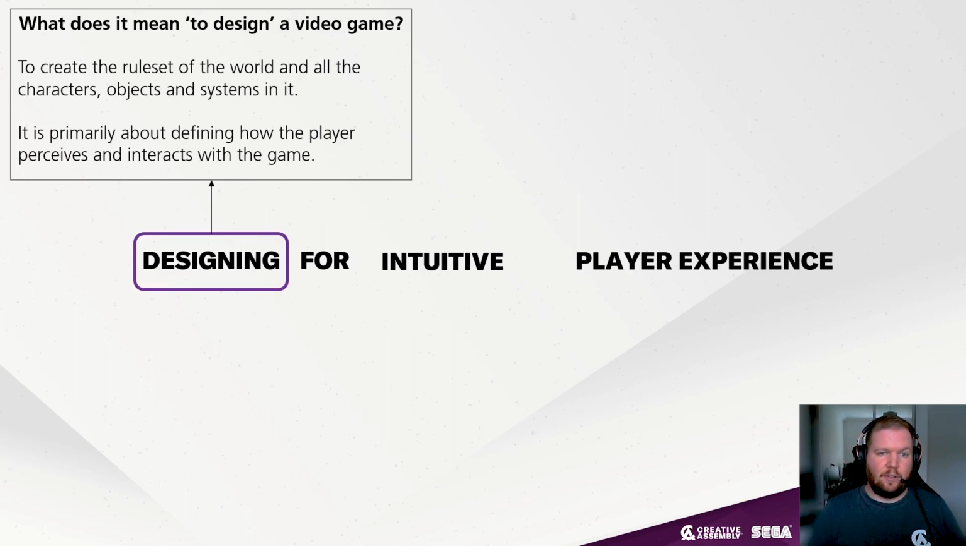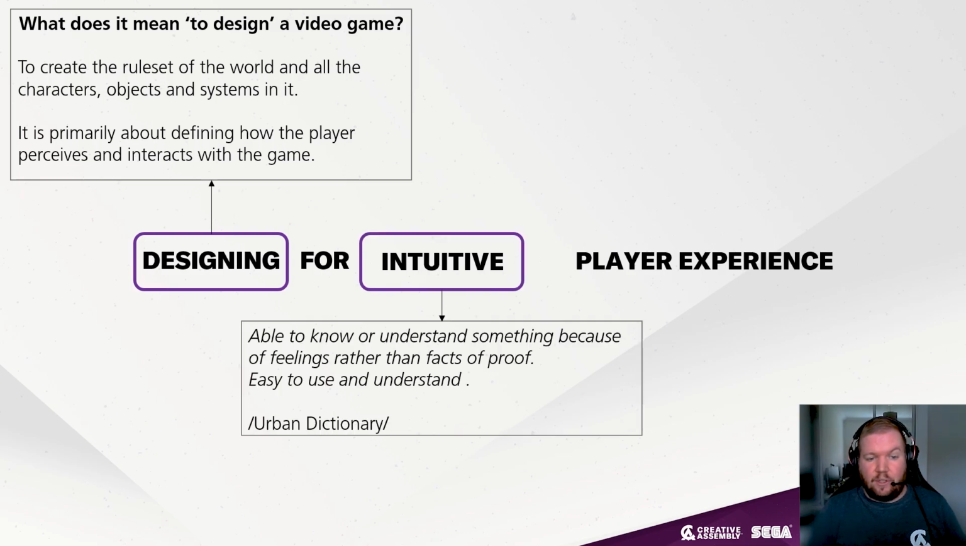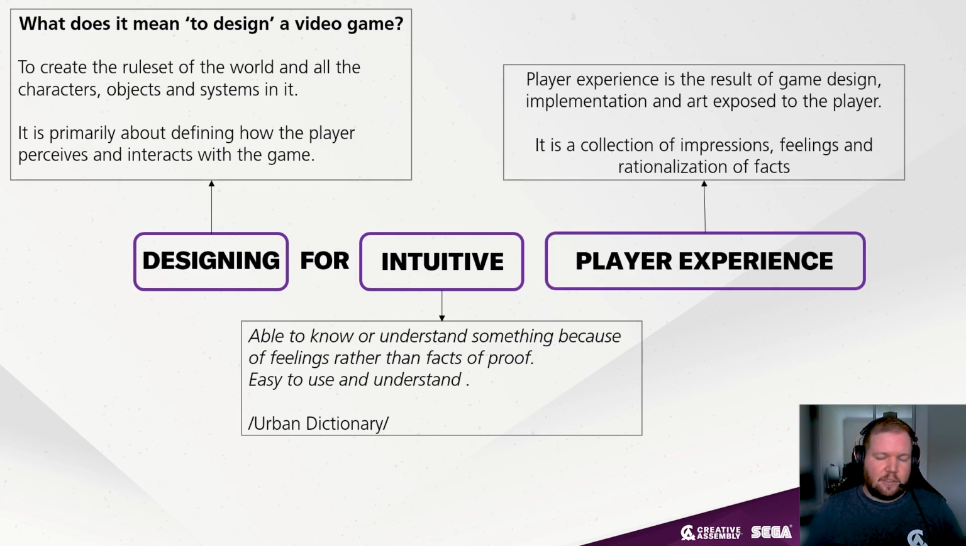So the talk is called Designing for Intuitive Player Experience, but what does this mean? So what is designing for a video game? It's about creating the rule set of the world and all the characters and objects that are in it. It is primarily about defining how the player perceives and interacts with the game. What is intuitive? Intuitive is, according to Urban Dictionary, being able to know or understand something because of feelings rather than facts or proof. In computing, it can be simply said that it is easy to use and understand. And what is player experience? Player experience is basically the result of game design, implementation, and art exposed to the player. It is a collection of impressions, feelings, and sometimes rationalization of facts as well.